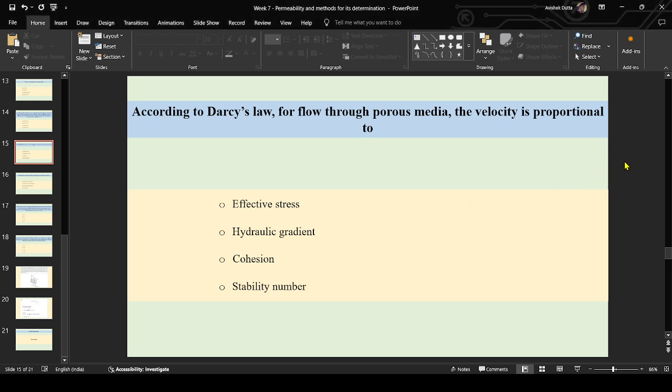I repeat the question. According to Darcy's law for flow through porous media, the velocity is proportional to. First option, effective stress. Second option, hydraulic gradient. Third option, cohesion. And last option is stability number. Okay. Next question.